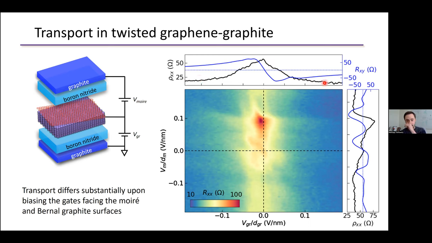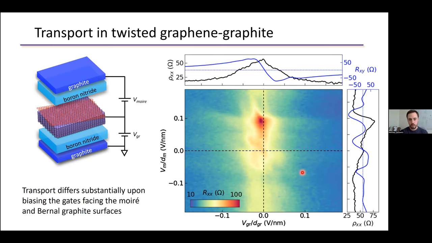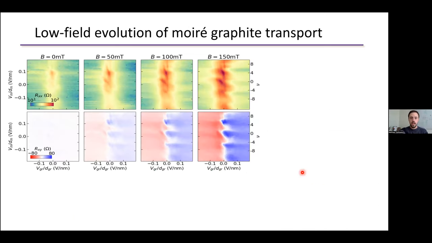And there's a single sign change in the Hall effect. When I ground the graphite gate and sweep the Moire gate, now I see a bunch of bumps in the resistance, and a bunch of associated sign changes in the Hall effect. So clearly something more complicated is happening now that we've twisted a monolayer on top of this bulk sheet of graphite. So again, we can use this magnetic field effect to expose what's happening, at least in terms of the compensation condition of this sample.